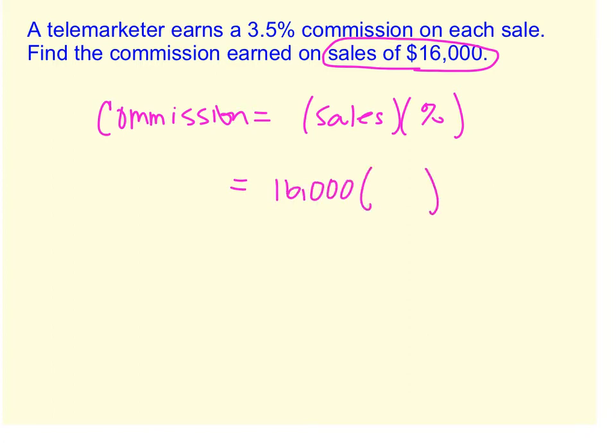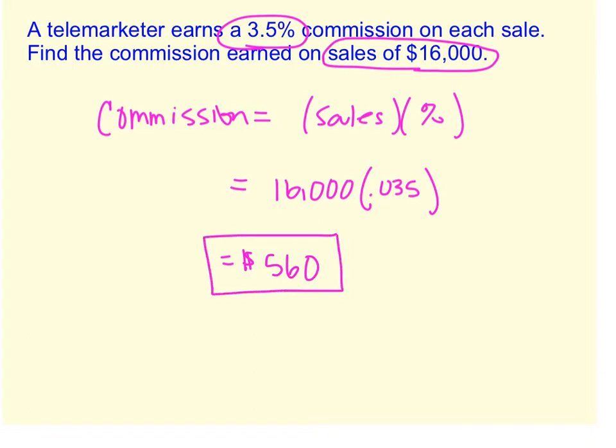We're going to multiply it by the percent as a decimal. So do you guys see how this percent is 3.5%? If you move the decimal 2 spots to the left, it's 0.035. And then you just grab your calculator and you do 16,000 times 0.035, and you get 560. So what that means is that whatever salary the telemarketer is earning, because they sold $16,000 worth of the product, they get an additional $560.